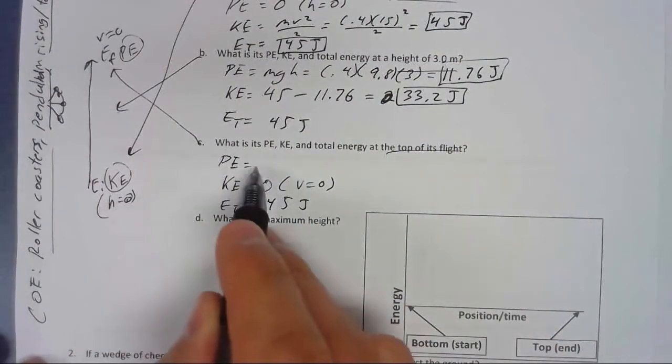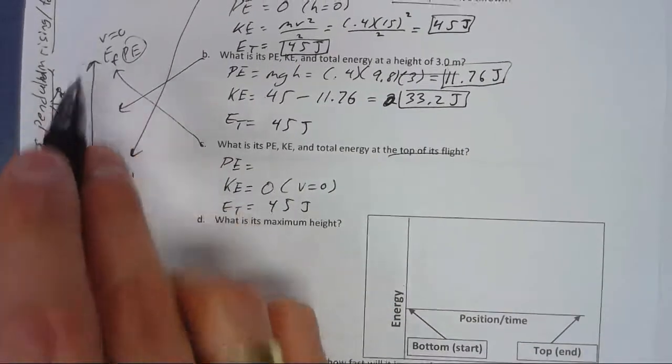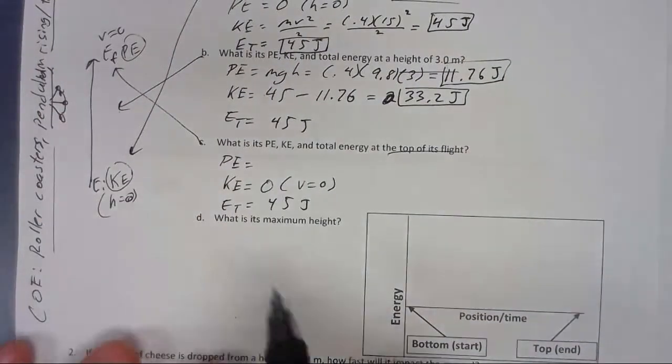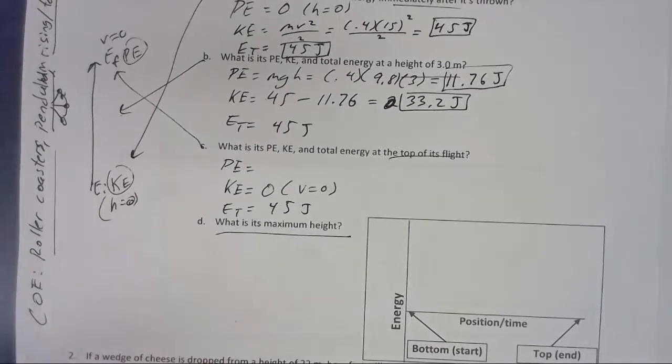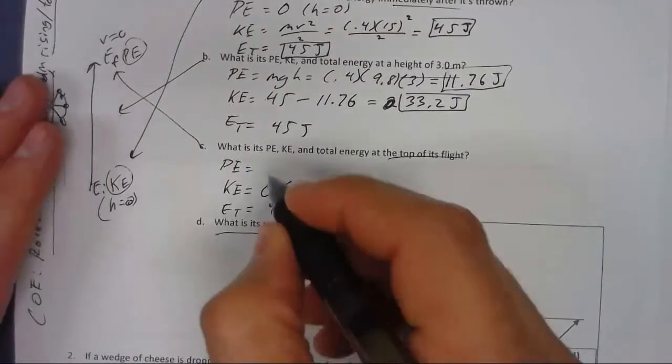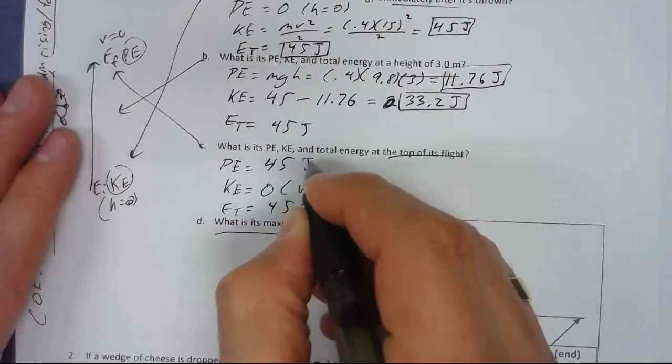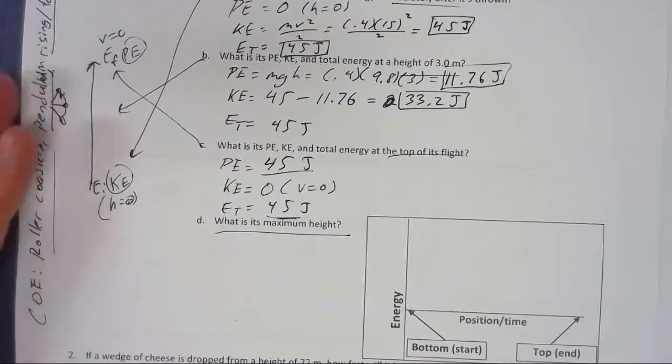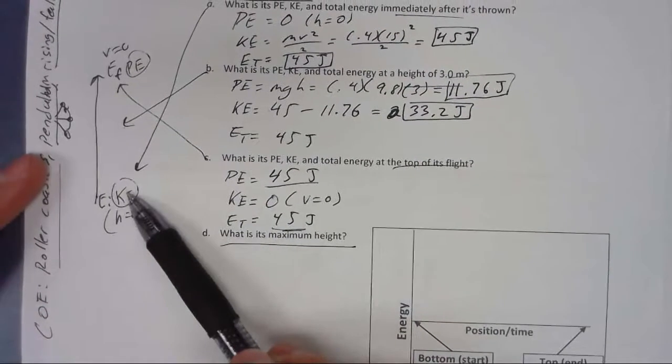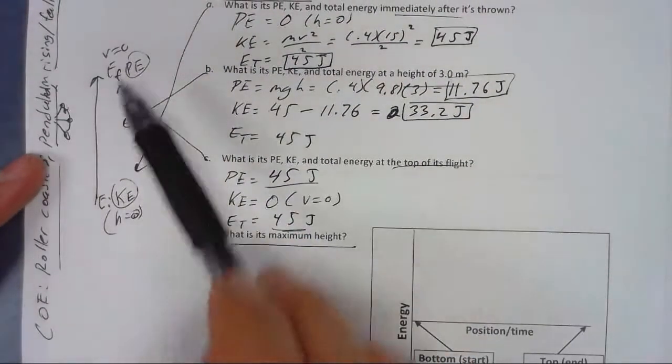And potential energy, I don't know this height up here. I have no idea how high it's gone. We're going to find that right here. But even though I don't know how high it's gone, I know that the potential energy has to be 45 joules, because that's what the total is. It still has to have that much energy at that point. And at that point, all of the kinetic energy that it had at the bottom has been converted into potential energy.